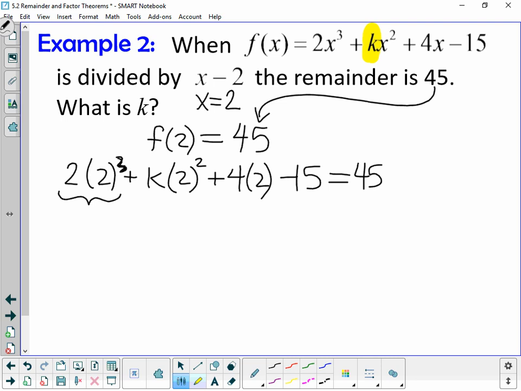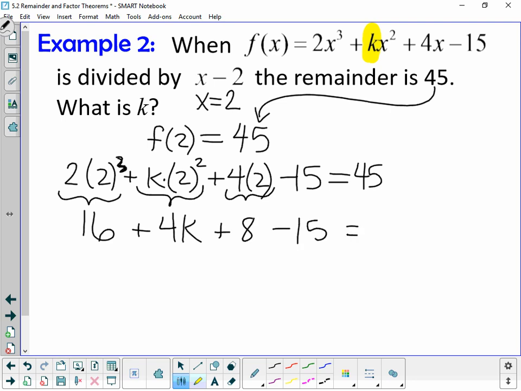2 times 2 to the 3rd power is 16. 2 squared times k is 4k. Please note the k is not squared. Only the 2 is squared. 2 squared is 4. That 4 is multiplied by the k, so that's a 4k. This 4 times 2 is an 8, and minus 15 is equal to 45.